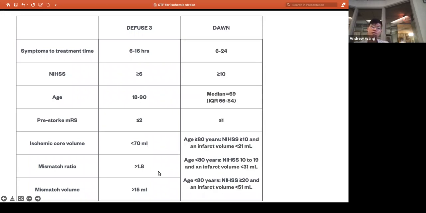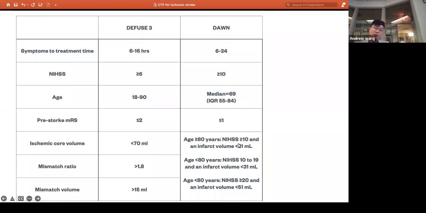And there is the DAWN trial, which further extends the time from symptom onset to 24 hours. Patients should have a more severe stroke, with an NIH stroke scale more than 10. There's no criterion for age, but in the original trial, the median age was 69 and the interquartile range of the age was 55 to 84. And patients should have a pre-stroke modified Rankin scale of 1 or better.